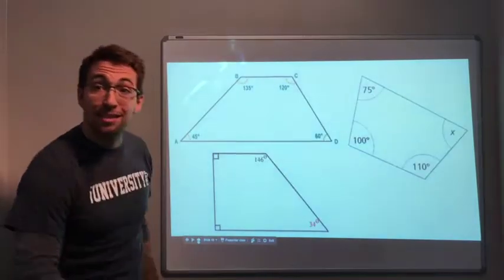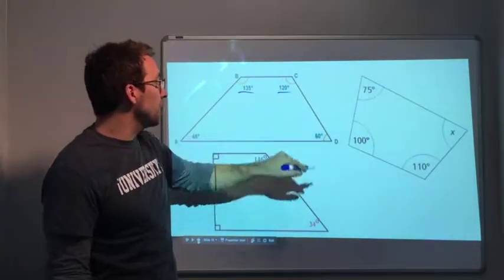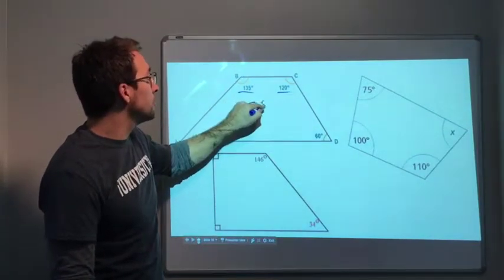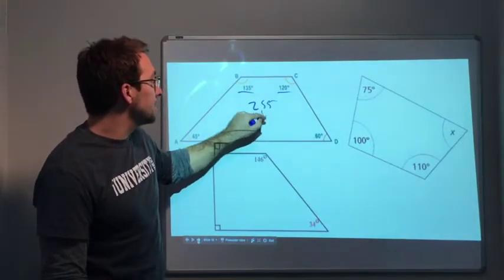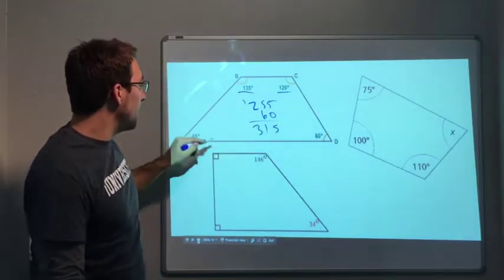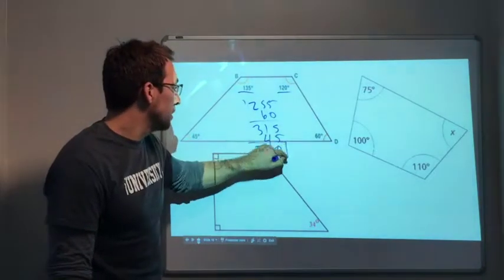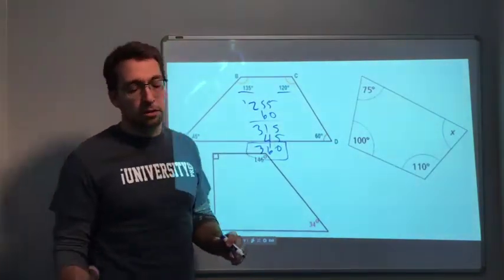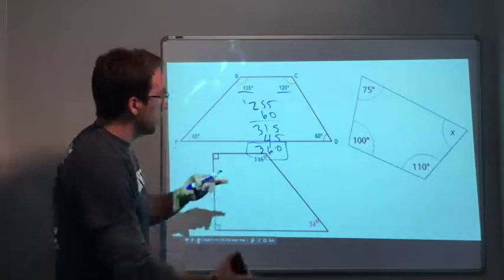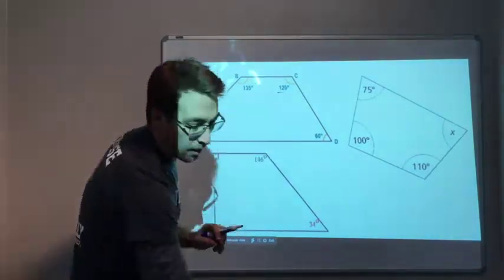to 360 degrees. So we can say 135 plus 120, right? That's 255 plus 60 is 315 plus 45 is 360. All quadrilaterals have 360 degrees worth of measurements, okay?